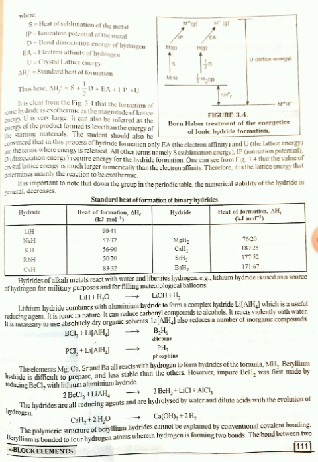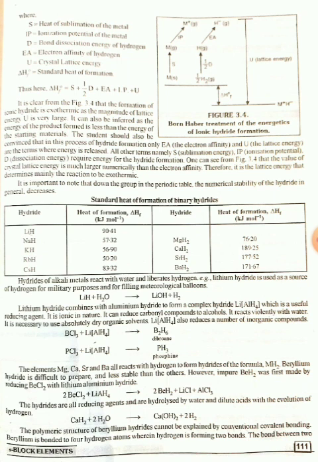It is important to note that down the group in the periodic table, the stability of the hydride in general decreases. Standard heat of formation of binary hydrides. Hydride, lithium hydride, heat of formation delta HF in kilojoule per mole 90.41. NaH 57.32, KH 56.90, rubidium hydride 50.20, cesium hydride 83.32, magnesium hydride 76.20, calcium hydride 189.25, strontium hydride 177.52, barium hydride 171.67.